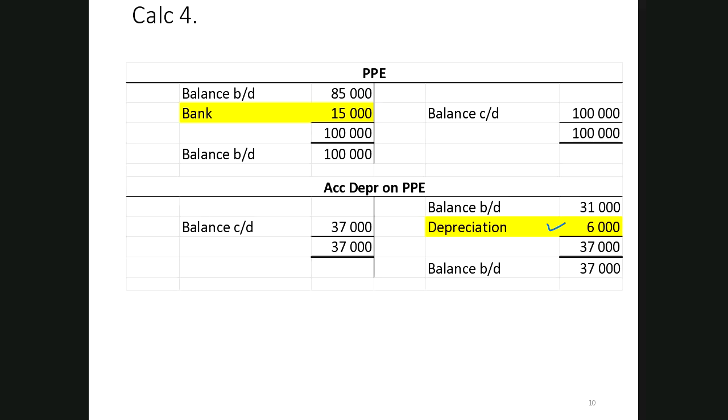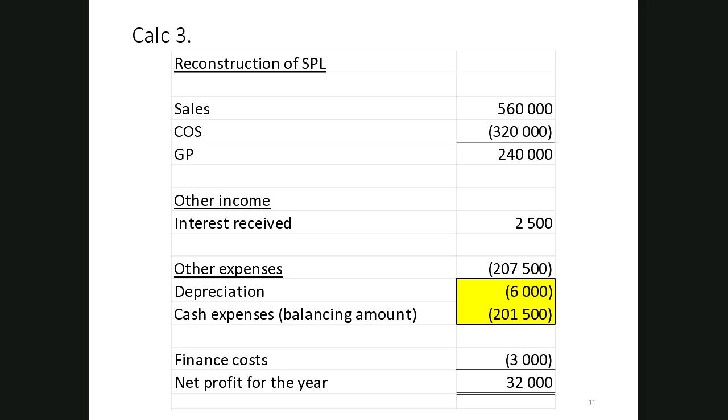While we're here, let's just look at the difference between the opening and the closing balance for PPE. It is your additions of PPE for the year. We know they tell us in the question that new equipment was purchased for expansion purposes. So this is going to go as additions under the investing section of your statement of cash flows. Okay, so let's go back here. So you've got the 207,500.